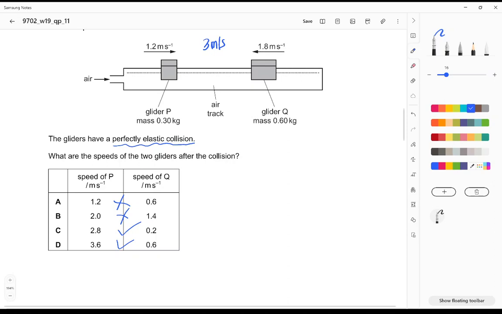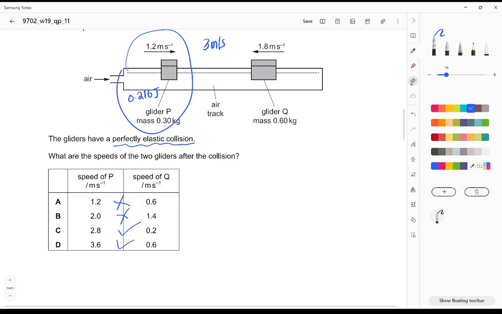And that is going to be 0.5 multiplied by 3. This is before collision. Okay. So 3 multiplied by 1.2 square. Sorry, my mistake. Half multiplied by 0.3 multiplied by 1.2 square. So the kinetic energy of the first glider before contact is actually 0.216 joules. So what about the other one?